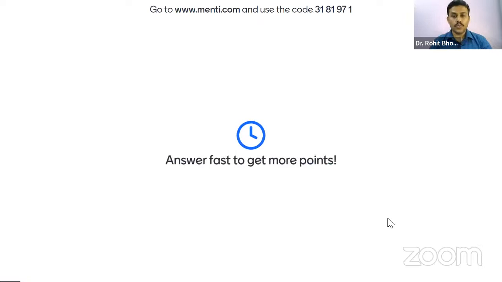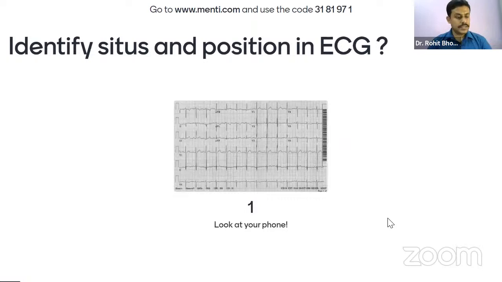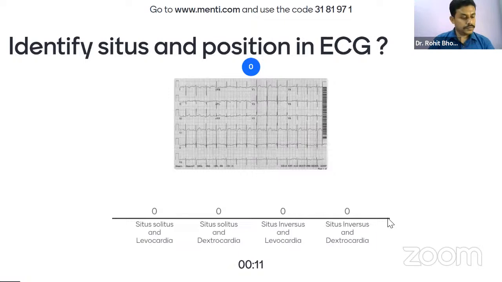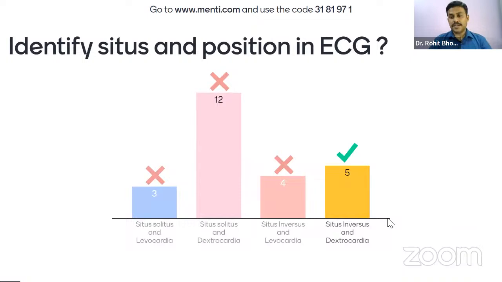Question number 2. Identify situs and position in ECG. ECG is showing. Situs solitus, situs inversus and dextrocardia, the correct answer. 24 people answered.